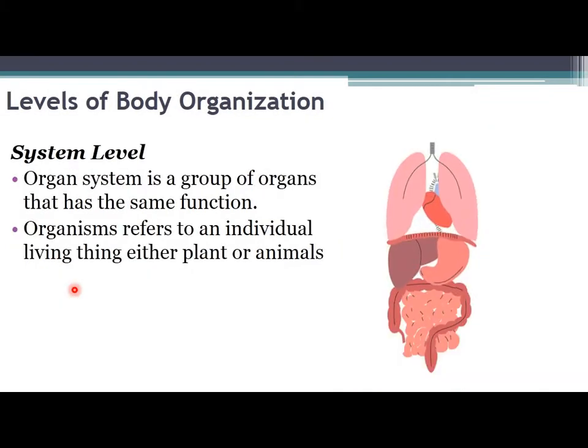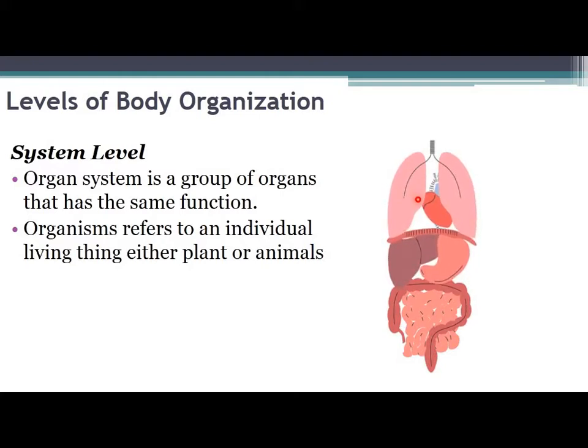And then, since we now have organs, this is where the system level comes in. The organ system is a group of organs that have the same function. A group of organs that work together form the different organ systems. We have so many organ systems in our body. For example, we have the digestive system. The digestive system is the mechanical and chemical processes that provide nutrients.